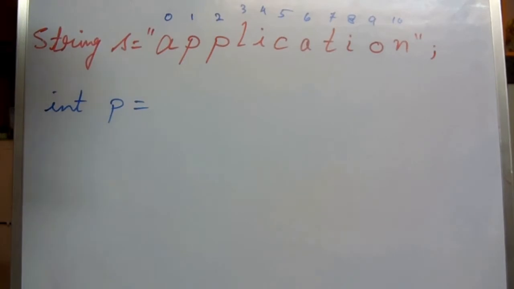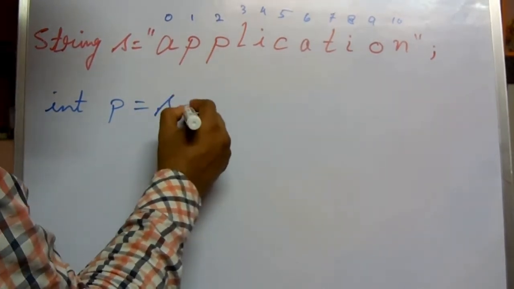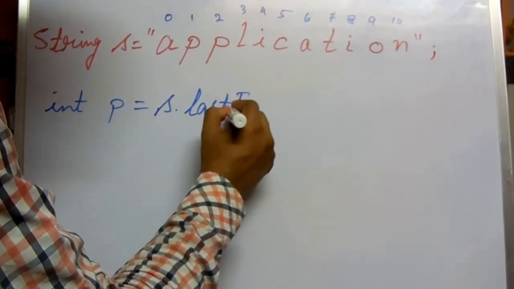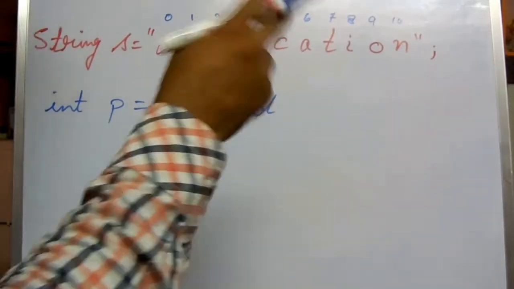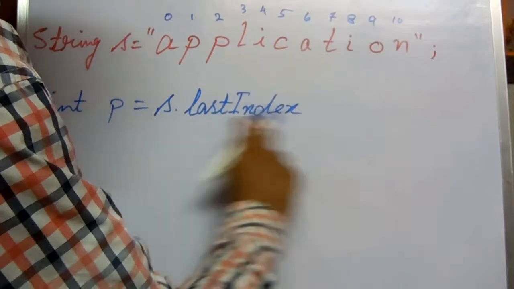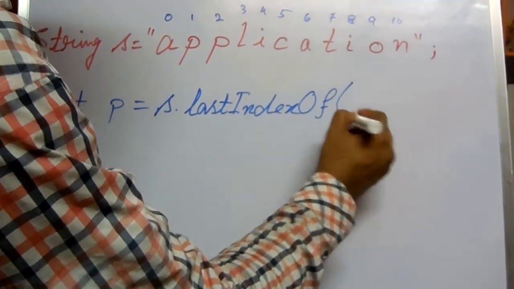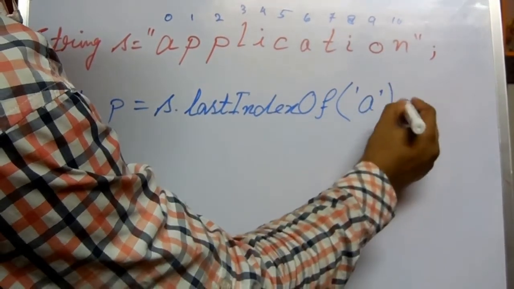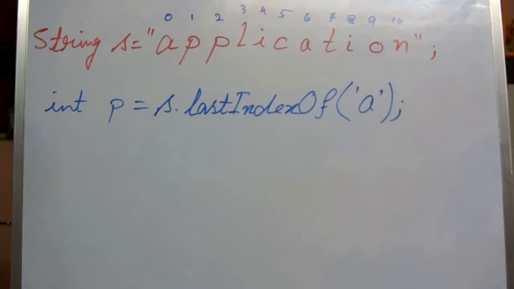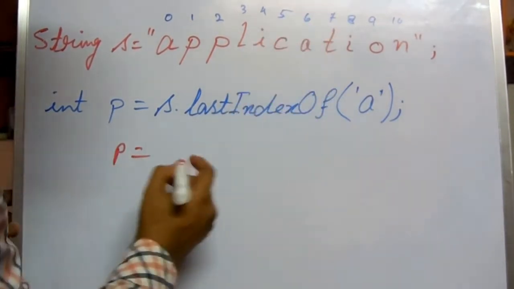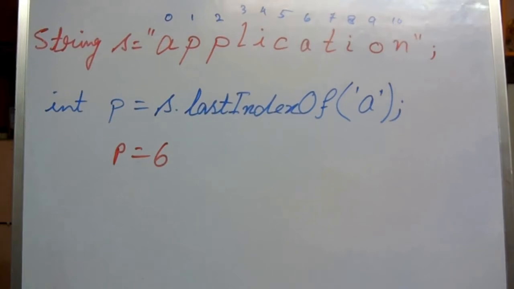So here if we write s.lastIndexOf, with last in small letters, then Index with a capital I. Remember, indexOf has a small i, but lastIndexOf has a capital I, and you have to write it together without any space. Now suppose we pass a. What will be the value of p? The last a is present in the 6th position, so the value of p will be 6.